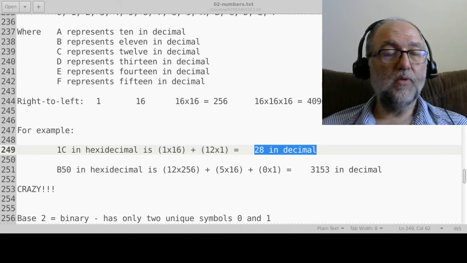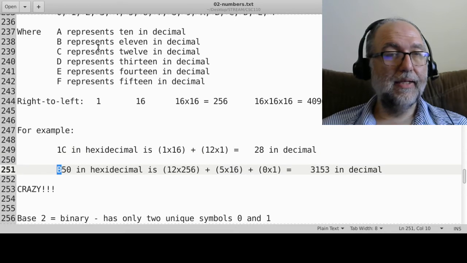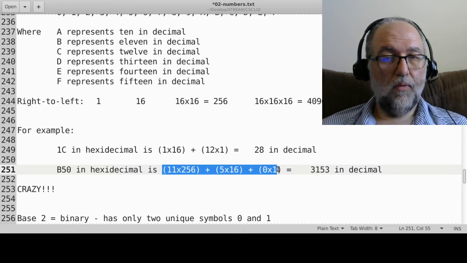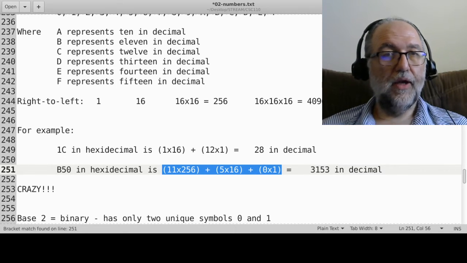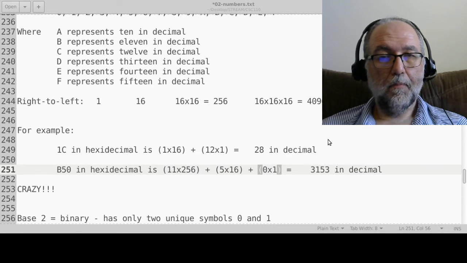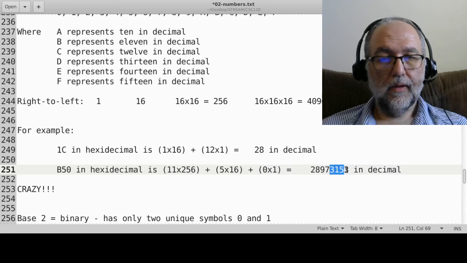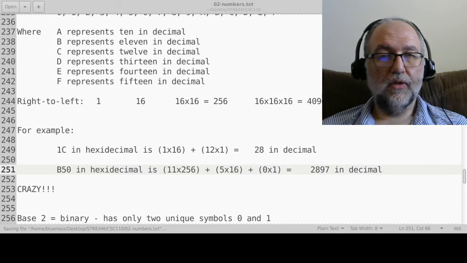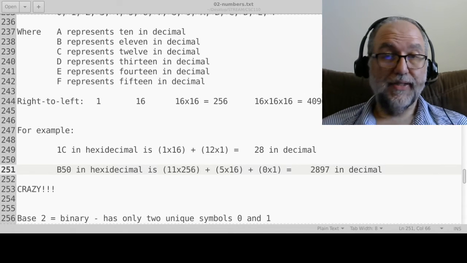Okay, what about the next one? I think I might have made the same mistake here. B is actually 11, so this should be 11. And the 5, 16, that's right, and 0. Okay, so I just had one wrong here. Let me just quickly do that calculation on my calculator, and I'll fix it for you. There we go. So it turns out that the number is actually 2,897. Let's see if we can understand that.